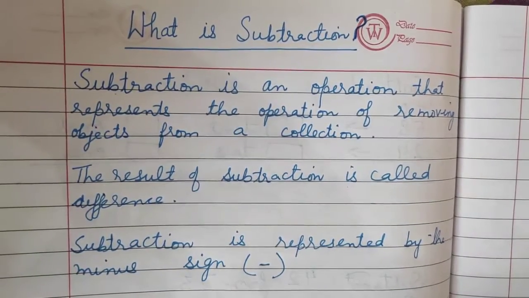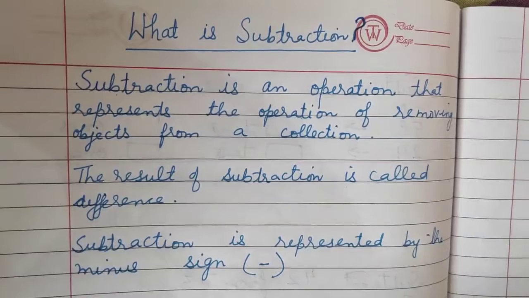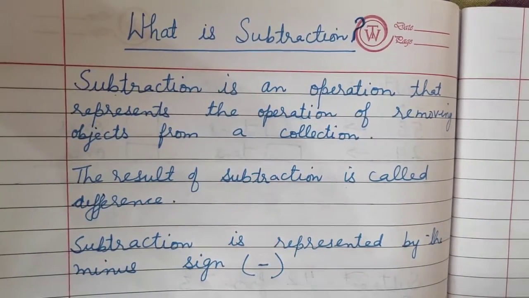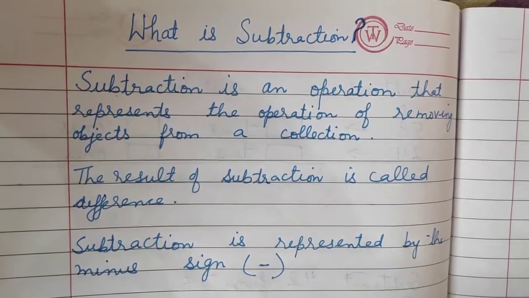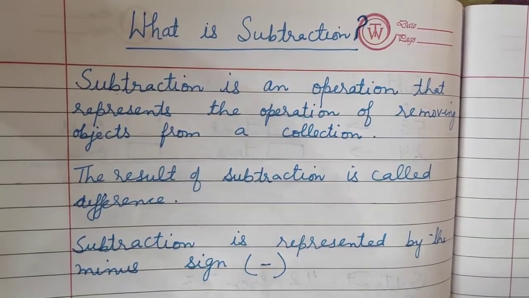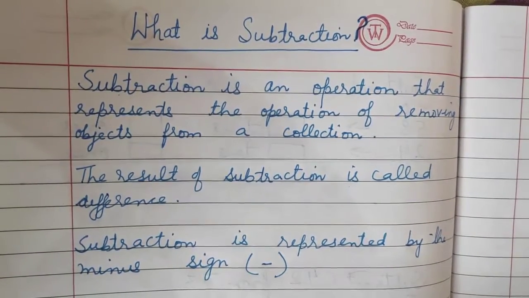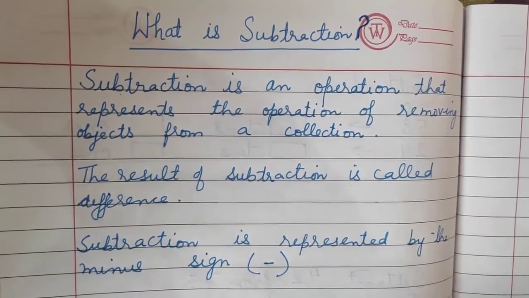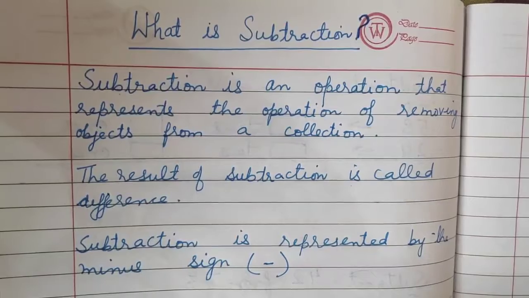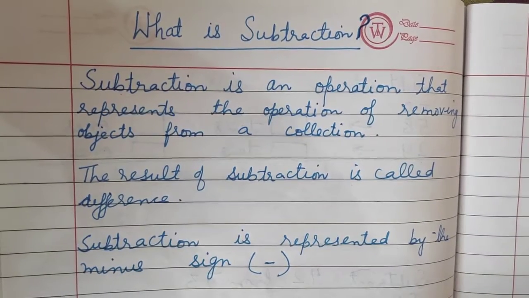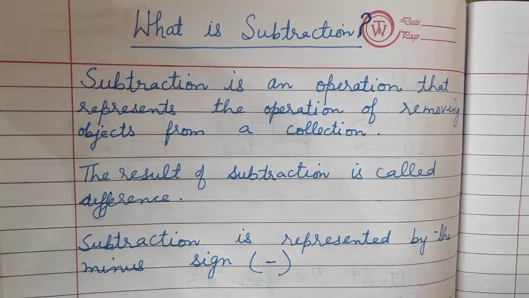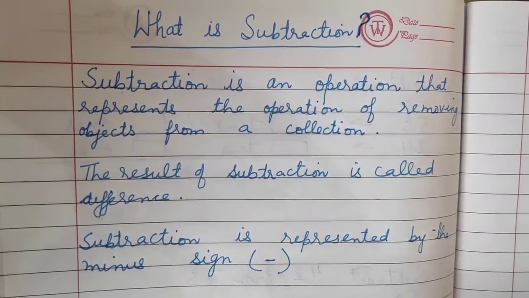First of all, I would like to tell you what subtraction is. Subtraction is an operation that represents removing objects from a collection. The result of subtraction is called the difference, and subtraction is represented by the minus sign. You should remember this first.